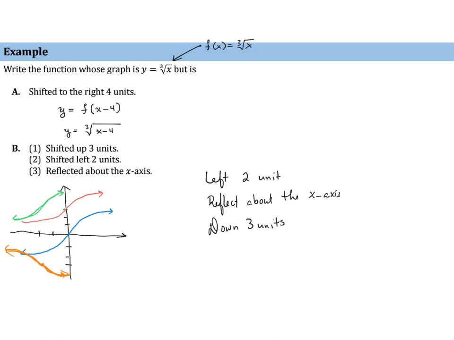So let's put this all into practice with our sequence of transformations. If we want to move it left 2, we will add 2 to x. If we reflect about the x-axis, that means that all our outputs of our function will change. So we'll have negative in front of our f, and then we'll move it down 3 units. We'll subtract 3. So this means that our function is y equals negative cube root of (x plus 2), then subtract 3.